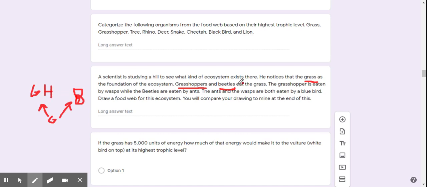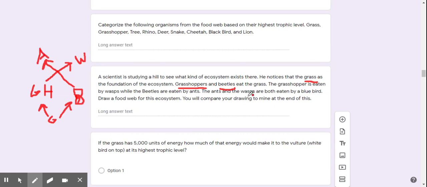Now, it says that the grasshopper is eaten by the wasp, while the beetles are eaten by the ants. So I'm going to draw another line right here. I just chose to crisscross them because I like the way they look. So the grasshopper is eaten by the wasp. So I'm going to go ahead and draw a big W right here. The wasp is eaten by the ants. My bad. The beetles are eaten by the ants. I'm going to put a big A here. All I'm doing is creating a food web based off the writing that they gave us.